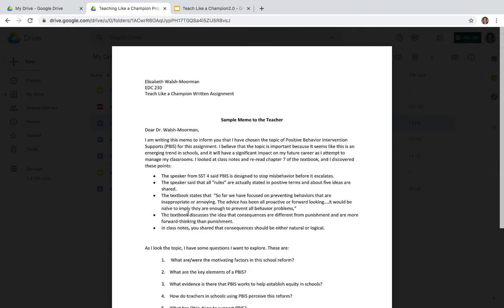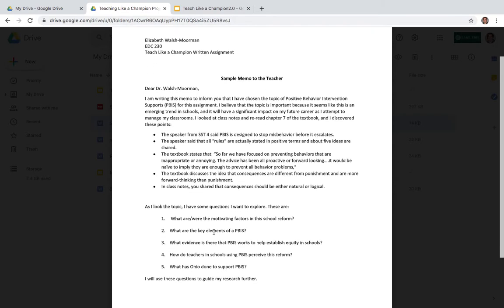Then you're going to tell me what are the things that we already know, what are at least 5 bulleted points that you already know. So my topic is PBIS, and I actually talked about things that were shared at the state support team when a woman from the state support team came and talked to us, and then I also shared some of the things that I found out in my reviewing of the textbook. And then you're going to talk about what are some lingering questions you still have.